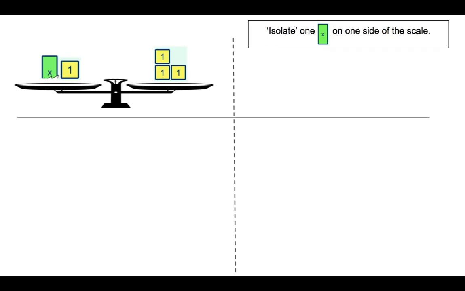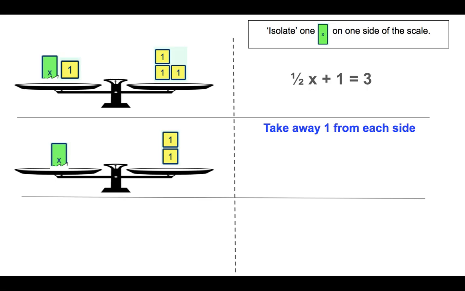Here's another example. This time I have a partial x, so I have 1/2 of an x. So I have 1/2 of an x plus 1 equals 3. Now I'm going to remove 1 from each side because remember, I want to get x all by itself. So when I subtract 1 from each side, I end up with 1/2 of an x equals 2. I subtracted 1 from each side, and the difference between 3 and 1 is 2.